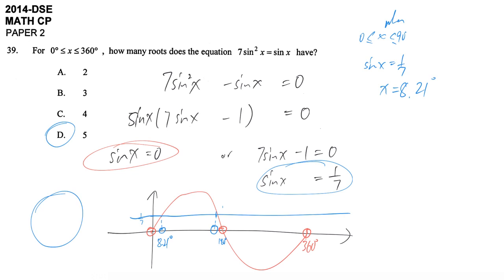If you still remember the circle, they give you the height is 1 over 7. This is the first position. And then we have another position here, which is 180 degrees minus theta. So this is 180 degrees minus 8.21 degrees. So that's how you can find out the exact position of our sine function roots.